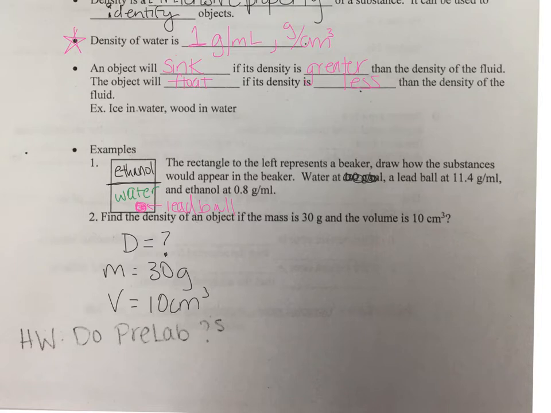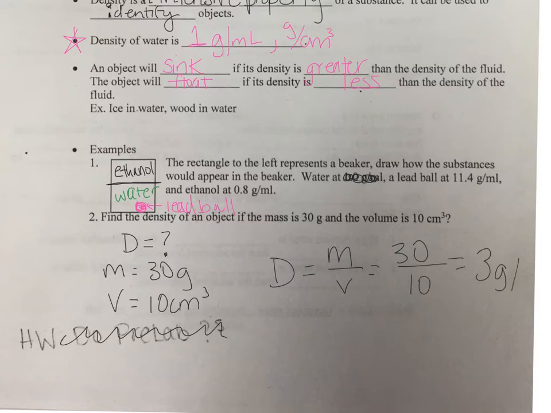All right, so this right here tells me I'm solving for density. So I have D equals M over V. I plug it all in. I get 30 divided by 10, and that is what? 3. So it is 3 grams per centimeter cubed. I'm going to put a nice little square around that.